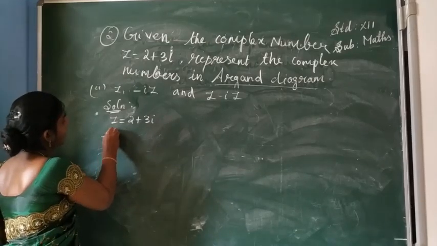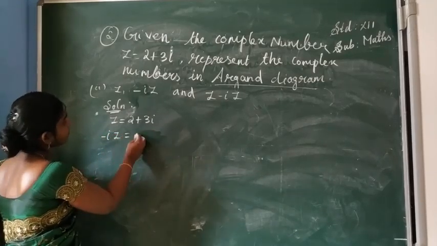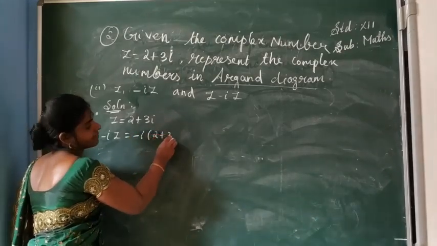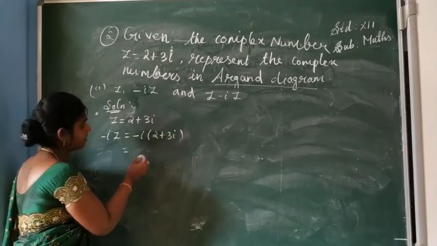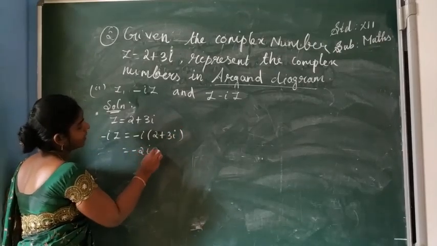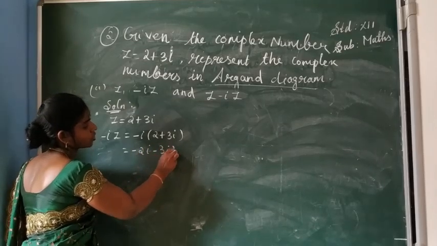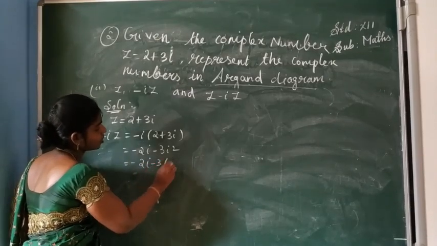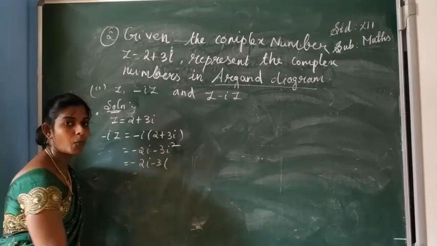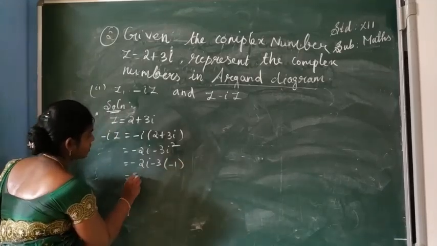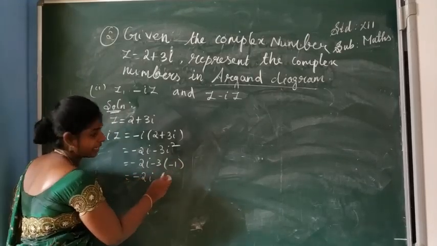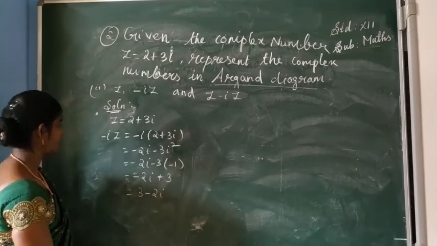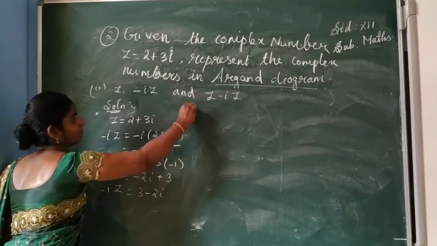So minus I Z equal to minus I into Z value 2 plus 3I equal to multiply this value. So minus 2I minus 3I square, that's equal to minus 2I minus 3 into I square value is minus 1. That's equal to minus 2I minus the minus plus 3. That's equal to 3 minus 2I. This is minus I Z value.